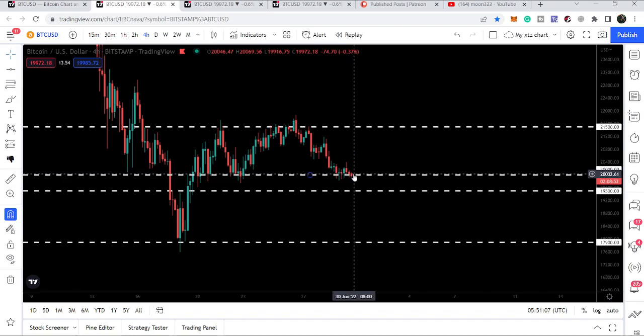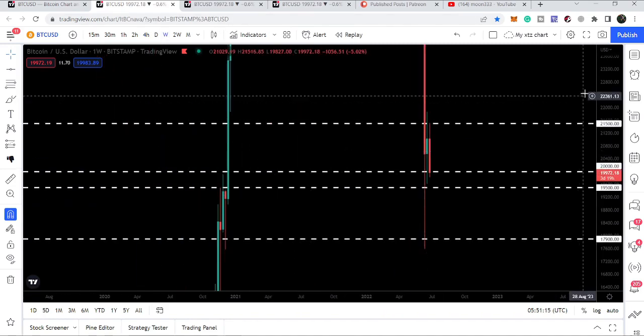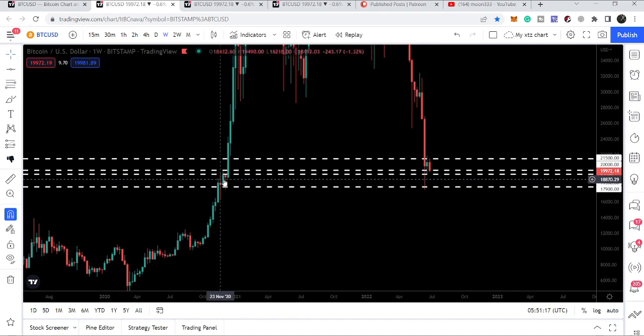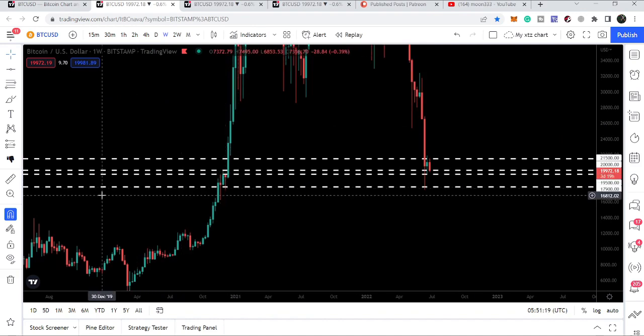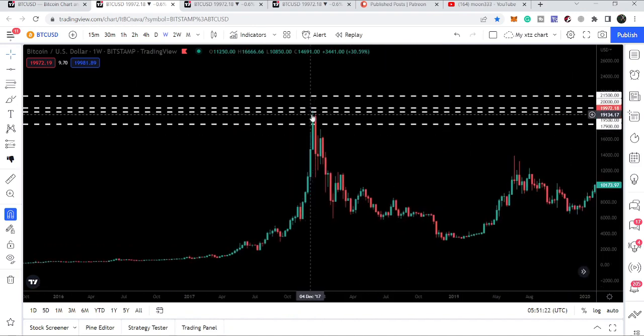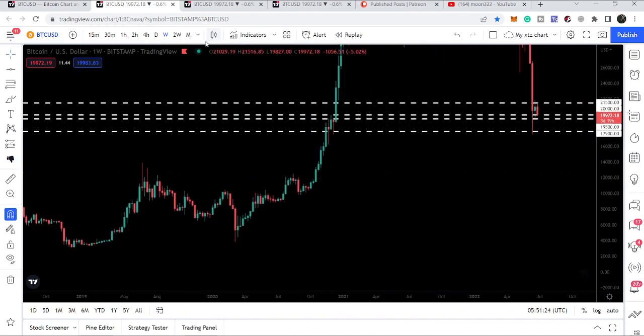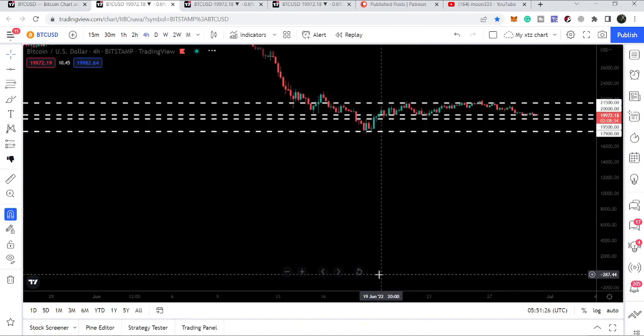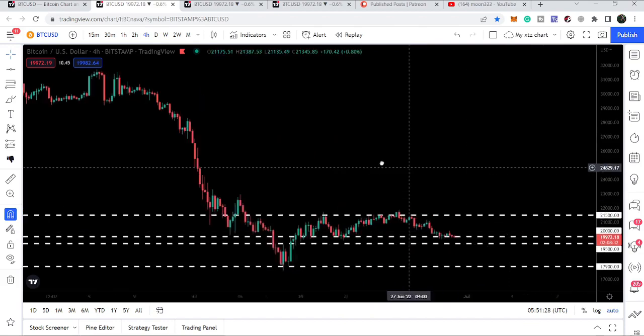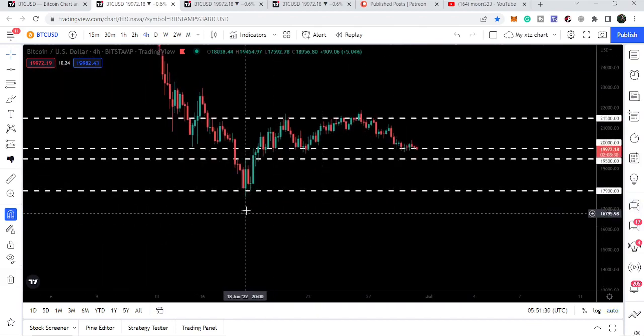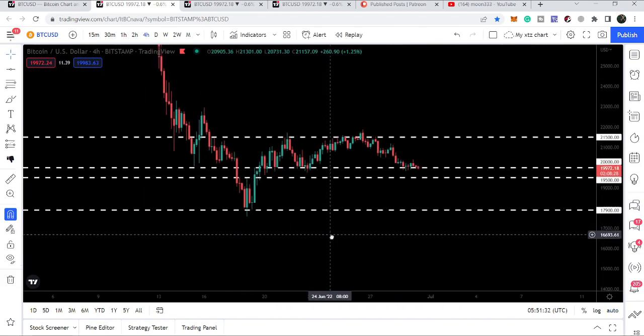If it is broken down, then the next support will be at $19,500, and this is, by the way, stronger than this support, because this is also the resistance from back here in December 2020, and also the resistance of December 2018 as well. Now let's move back to this 4-hour time frame chart, and here we can see that we also have another support here at $17,900 as well.